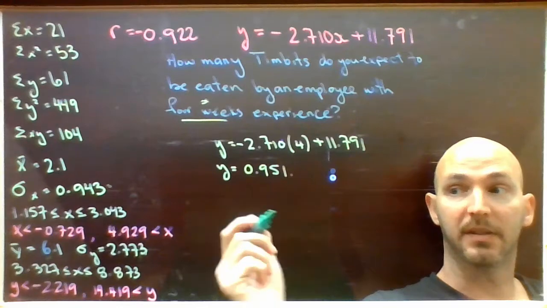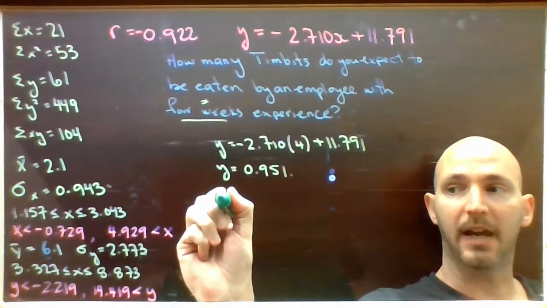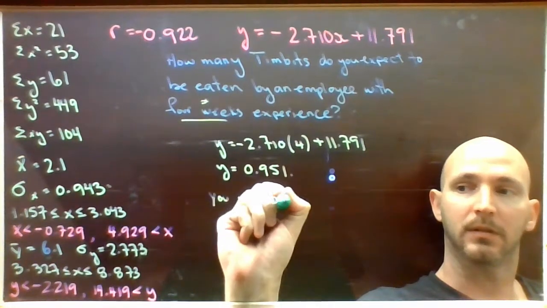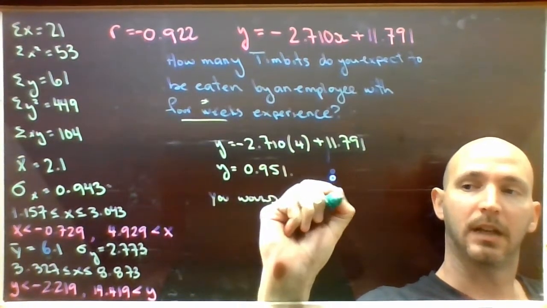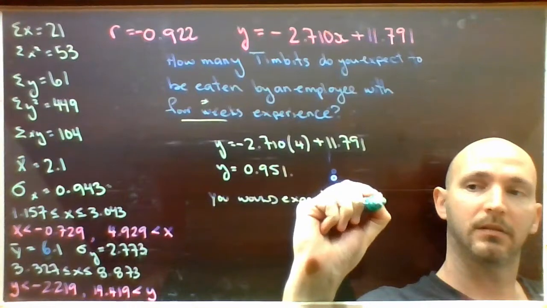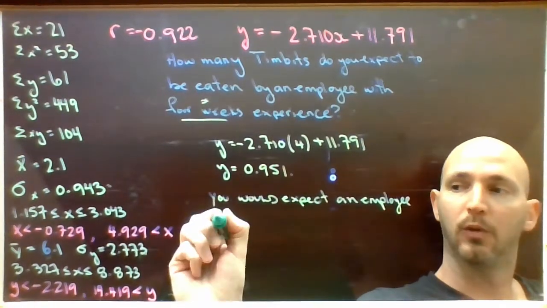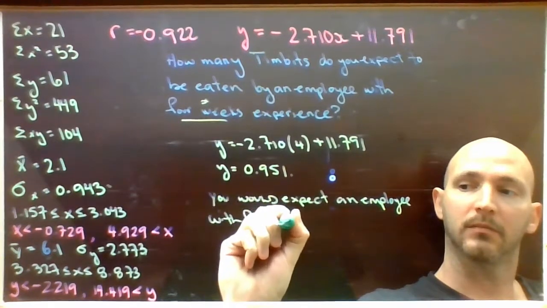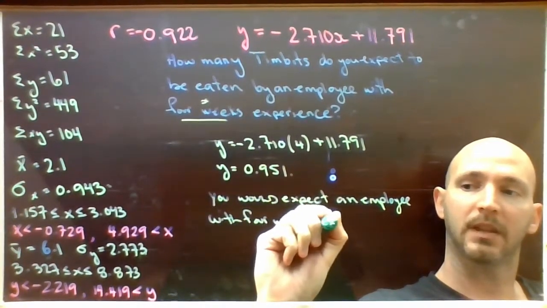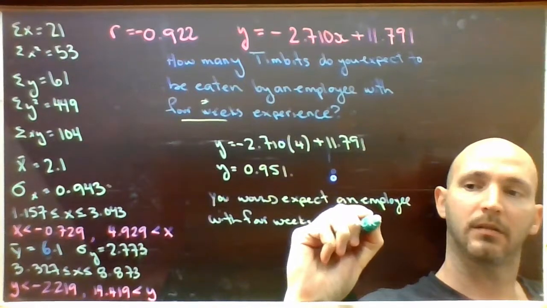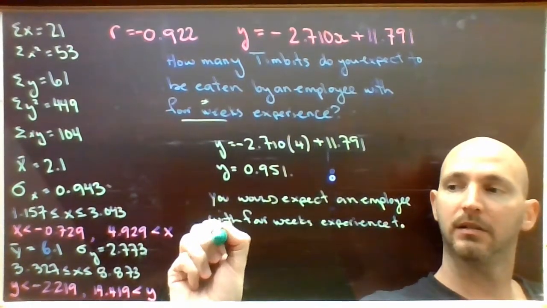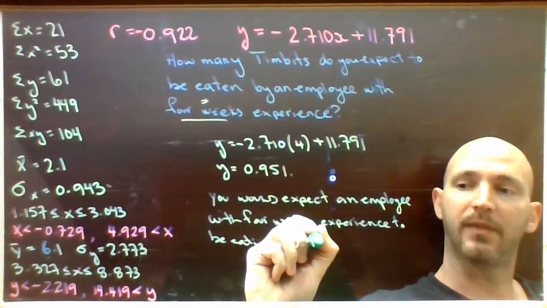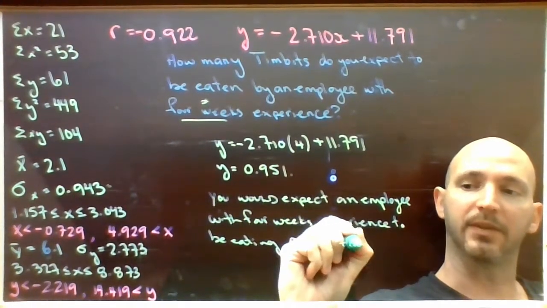So, in answer to this question, you would expect an employee with 4 weeks experience to be eating 0.951 timbits per shift.